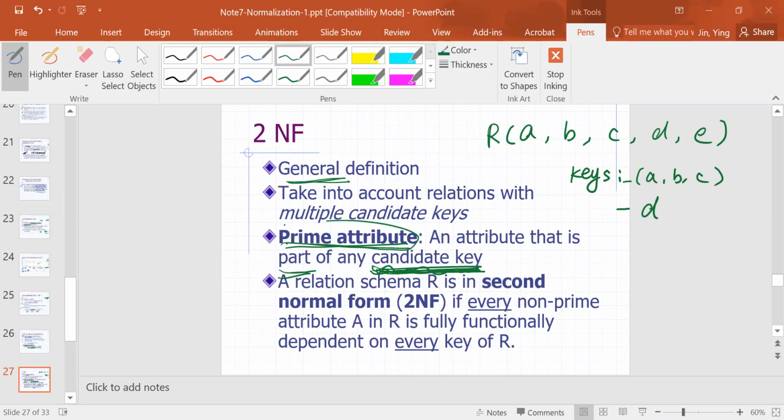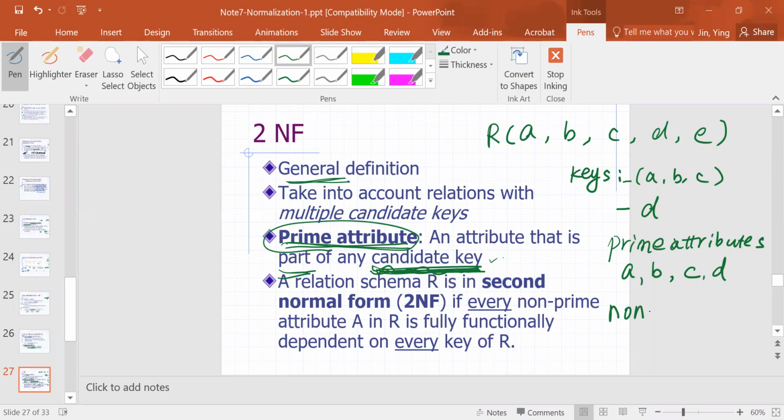Let's see which attributes are prime, meaning part of any candidate key. In this case, A is part of this key and satisfies the definition, so A is prime. B is part of this key, so B is also prime. C is part of this key, so C is also prime. And D is part of this key, they're actually the same, so D is also prime. And E is not part of any key, so E is not a prime attribute.